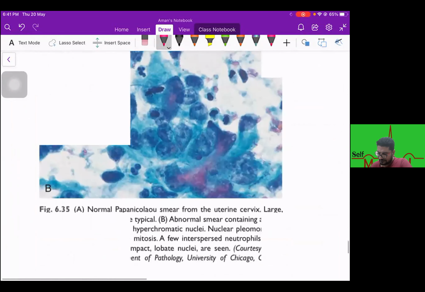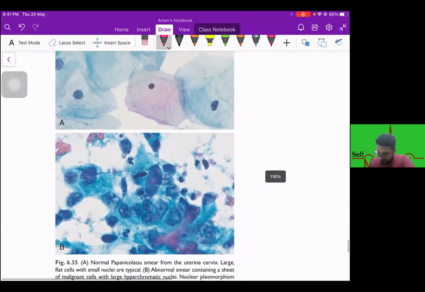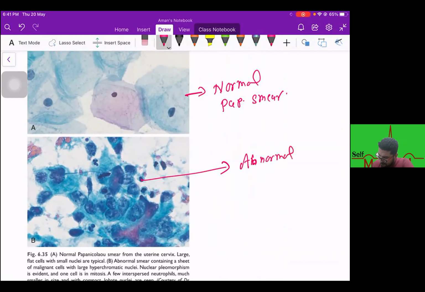Okay, then if I want to show you, you can see Papanicolaou staining from a cervix. So this is a normal pap smear. And whenever any person has dysplasia or anaplasia, you can see this abnormal pap smear. In an abnormal pap smear, you will see these malignant cells, and they will have hyperchromatic nuclei.